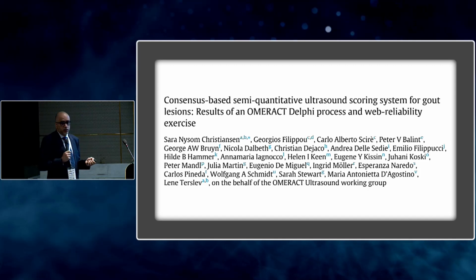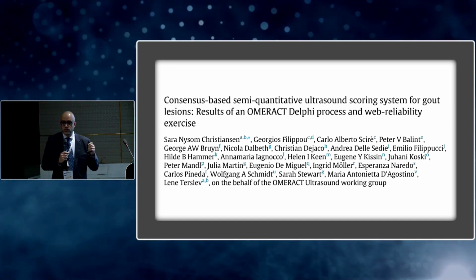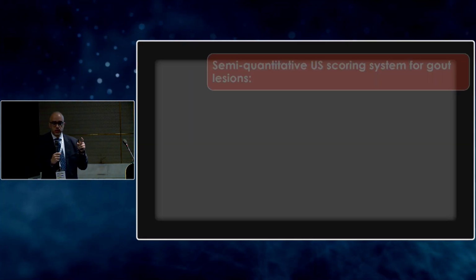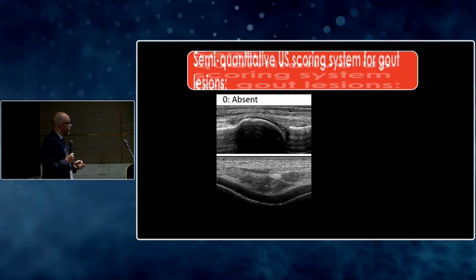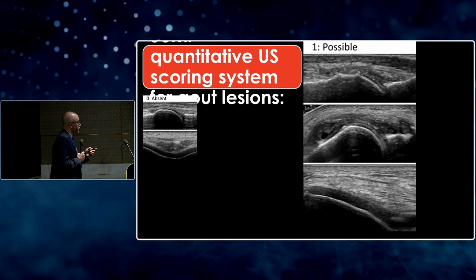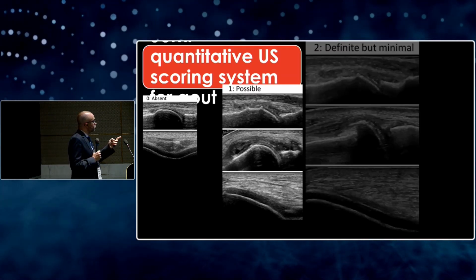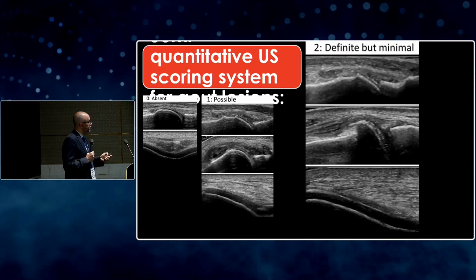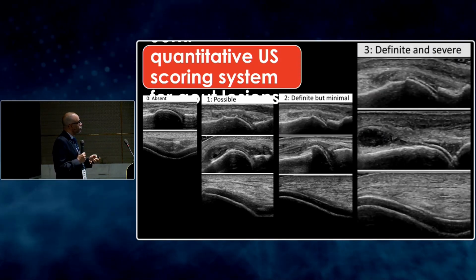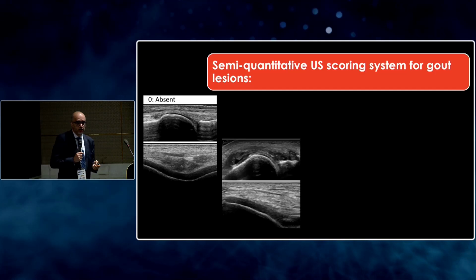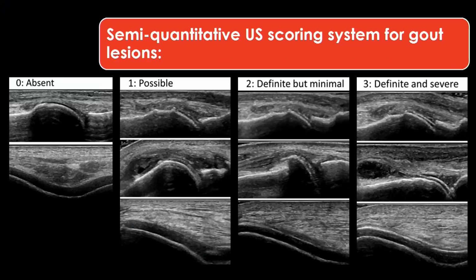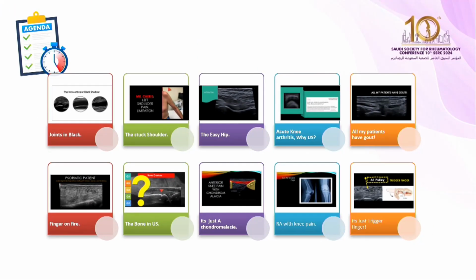In 2019, based on OMERACT, there is quantification of the double contour sign based on density: grade 0 for absent, grade 1 for possible lesions, grade 2 for definite but minimal lesions, and grade 3 for definite and severe lesions of the double contour sign, a semi-quantitative score. So if you find the double contour sign, you also have to mention the quantification.